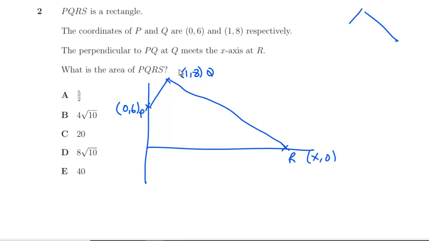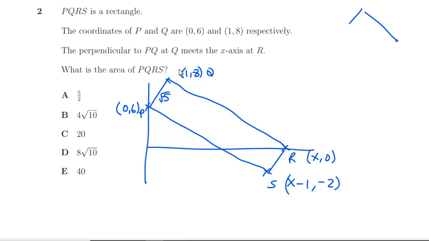Let's say that's at x, 0. I don't know what x is going to be. And then we're going to have S down here. So S is going to have the same change from R as P does from Q. So it'll be x minus 1, minus 2. So I want to get the area of all of this. Well, I've got the length of side PQ easily enough. That's going to be root 5. So how am I going to get the length of the other side?